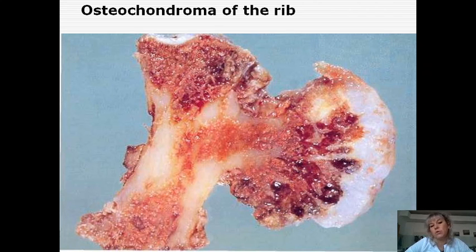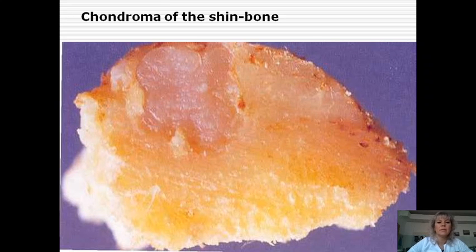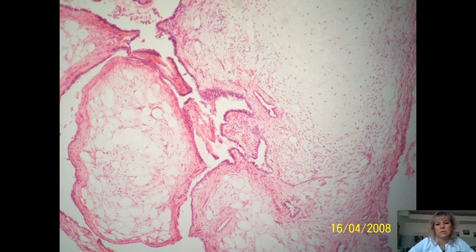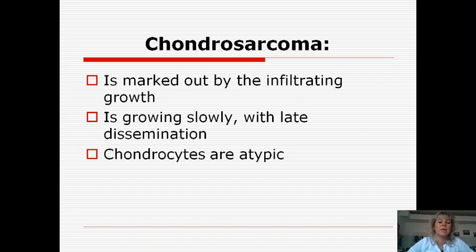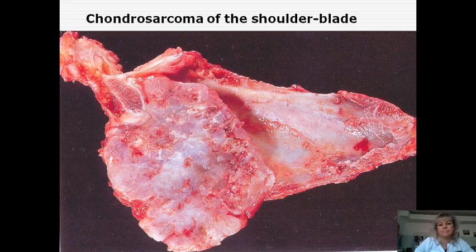In this photo, you can see osteochondroma of the rib, chondroma of the shin bone. Histologically, you can see normal chondrocytes, but maybe 2-3 nuclei in those chondrocytes. And chondrosarcoma is marked by infiltrating growth, grows slowly with late dissemination, and chondrocytes are atypical. And in this photo you can see chondrosarcoma of the shoulder blade.